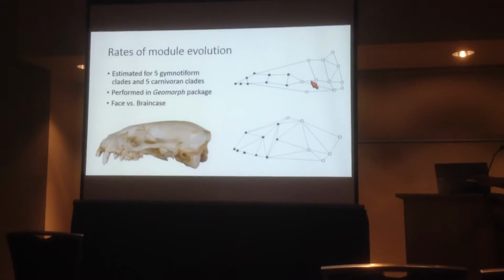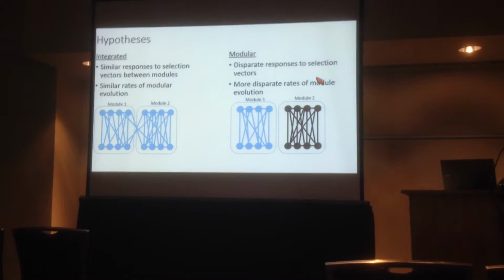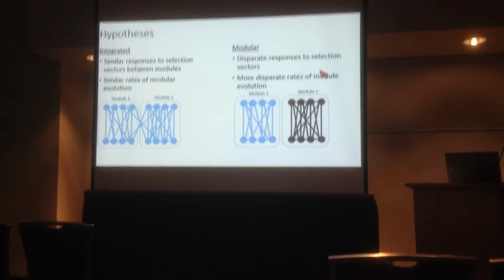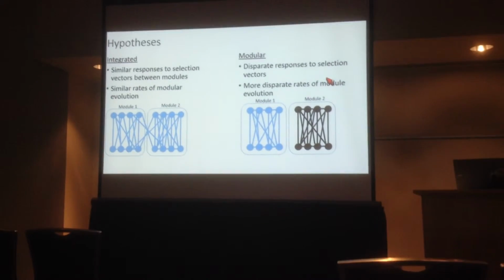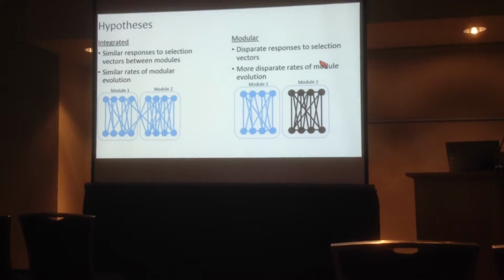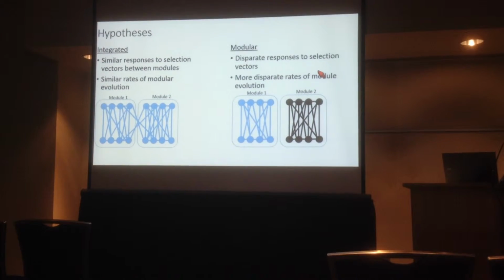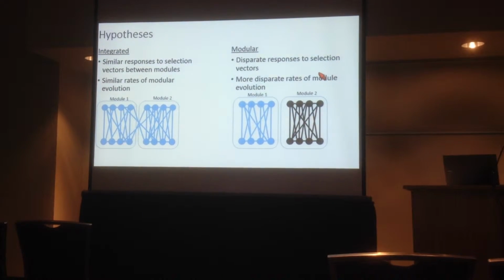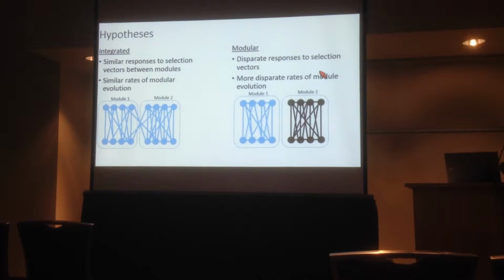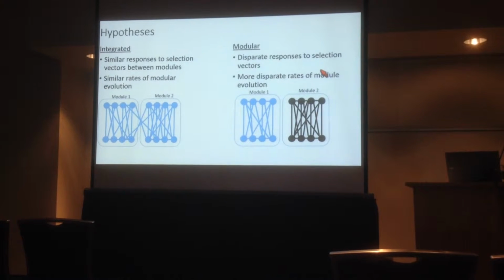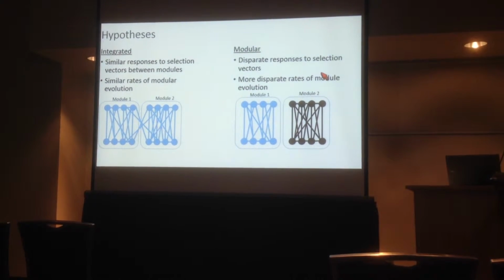As far as hypotheses go, if you're looking at a system that's integrated in evolutionary time, you should expect to see similar responses to selection vectors between modules, because the network will integrate any change that hits anything within that network. And as a result, you should see similar rates of evolution between the two modules, right? And if you're modular, you should expect more disparate responses to selection vectors, and you should expect more disparate rates of modular evolution. So let's see what we find.